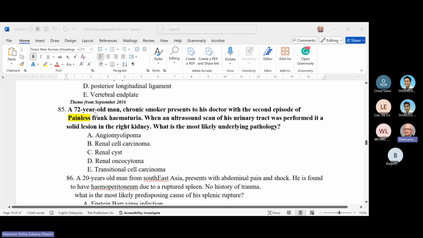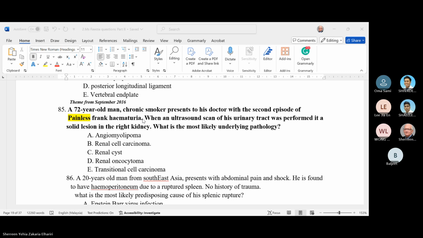Next question: a 72-year-old man, chronic smoker, presented to his doctor with a second episode of painless frank hematuria. Usually hematuria, if painless, can be cancer. It can be urinary bladder cancer, or renal cell carcinoma. Of course, a chronic smoker can have both renal cell carcinoma and transitional cell carcinoma. An ultrasound scan of the urinary tract performed shows a solid lesion in the right kidney. So now it is a kidney. What is the likely diagnosis?